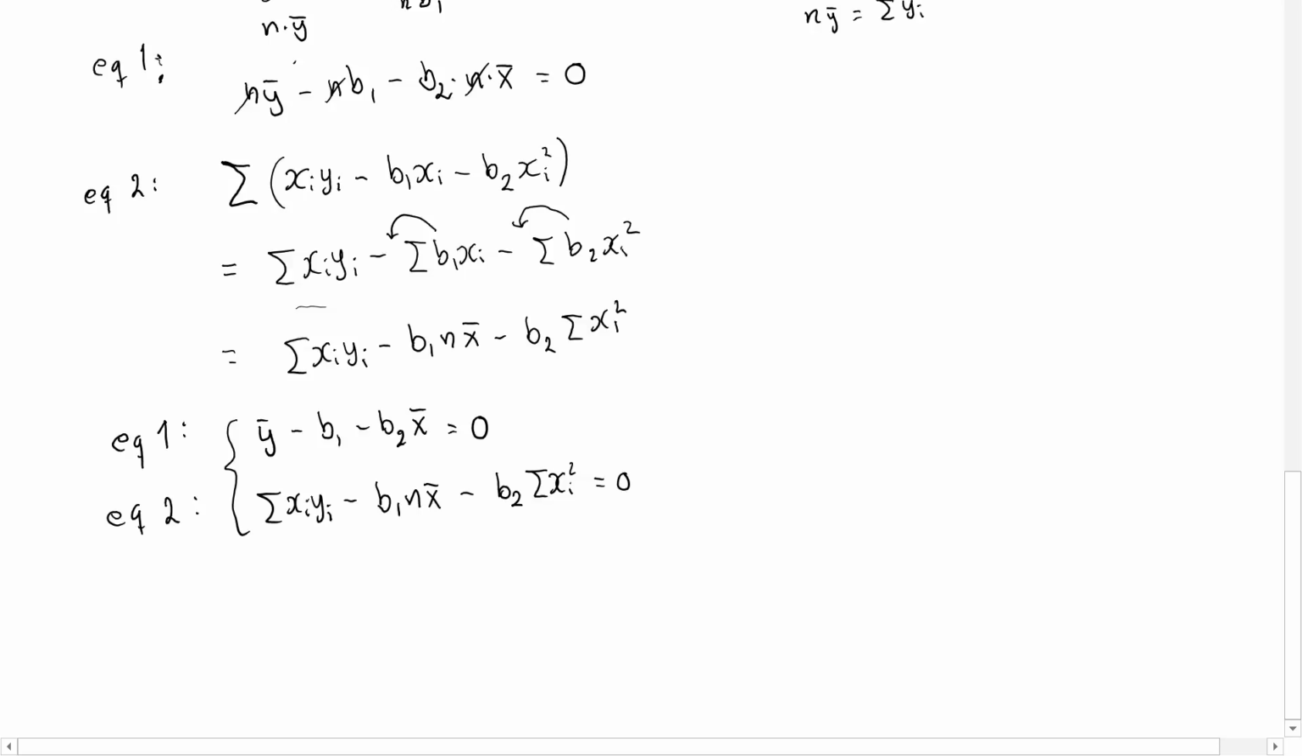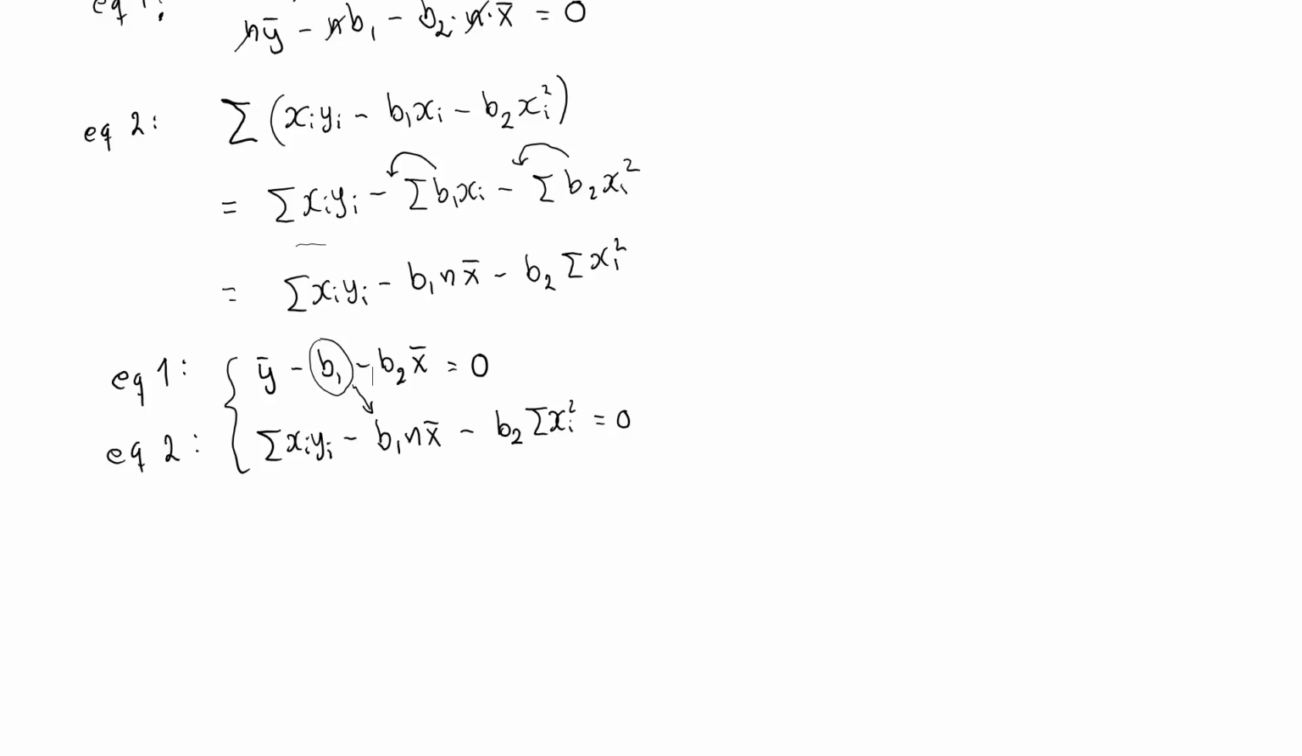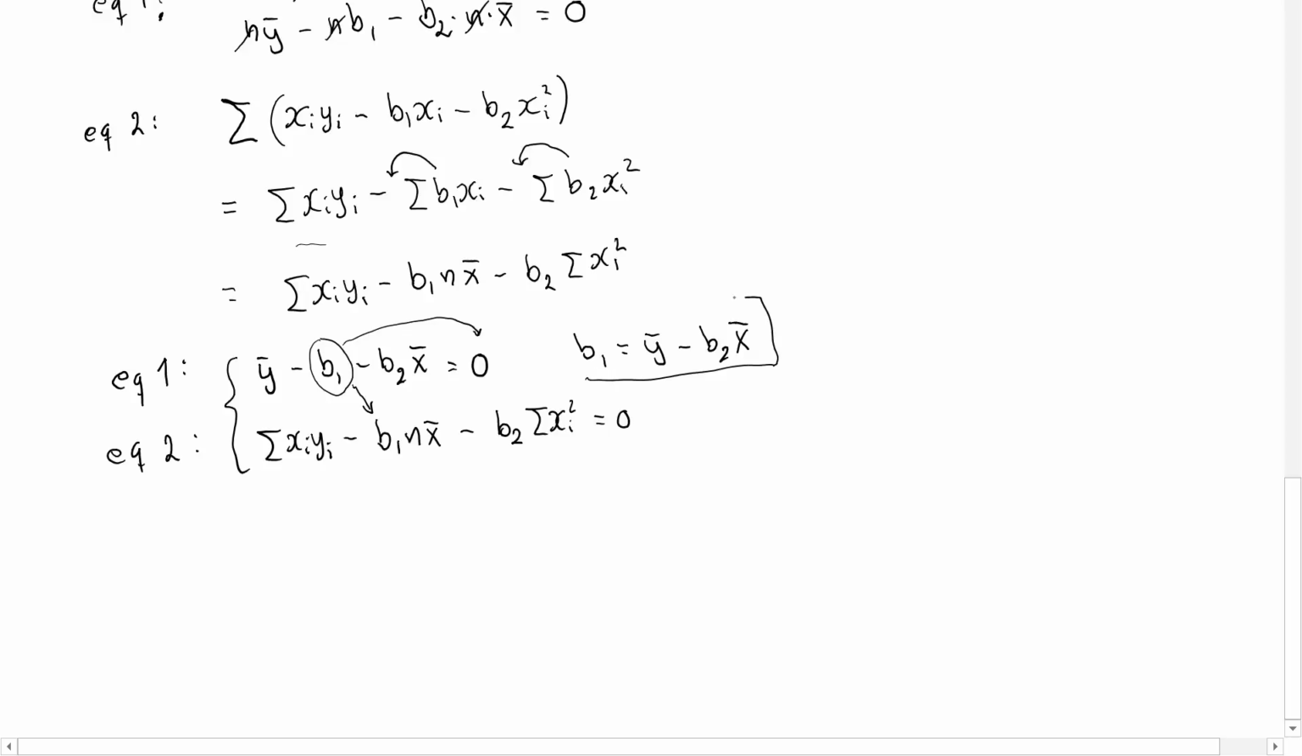Here's the strategy we'll use to solve this system of equations. I am going to solve equation 1 for b1 expressed in terms of b2. I'm going to solve for b1, then I'm going to plug that b1 into equation 2, now expressed in terms of b2, and then I'm going to solve equation 2 for b2. So equation 1 is easy to solve for b1. Can just move b1 to the other side, and we see that b1 is y bar minus b2 x bar. And that is one of the OLS formulas. That's the OLS formula for b1.